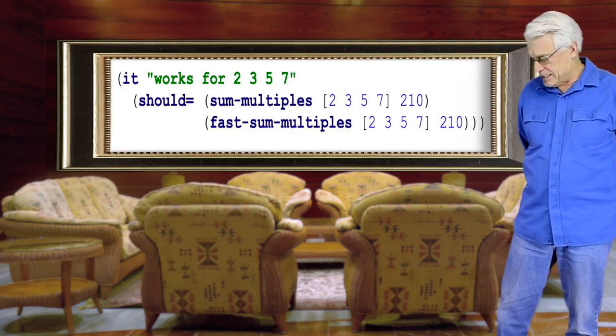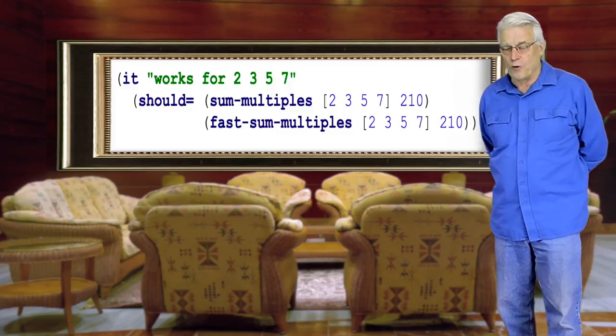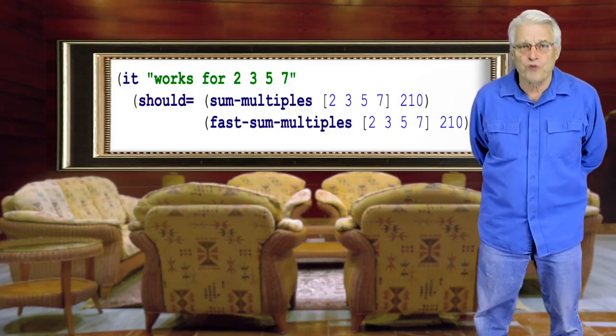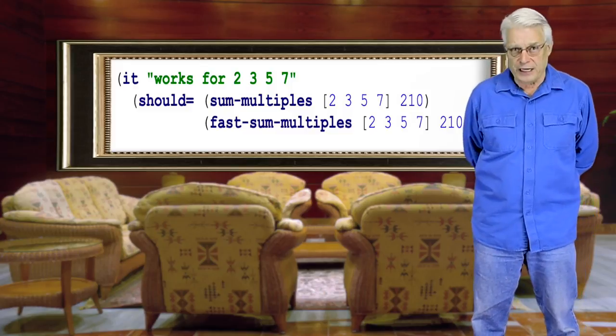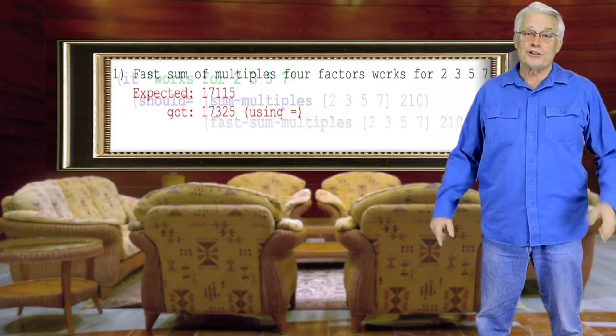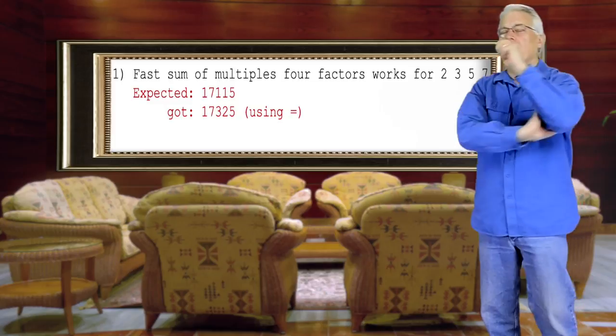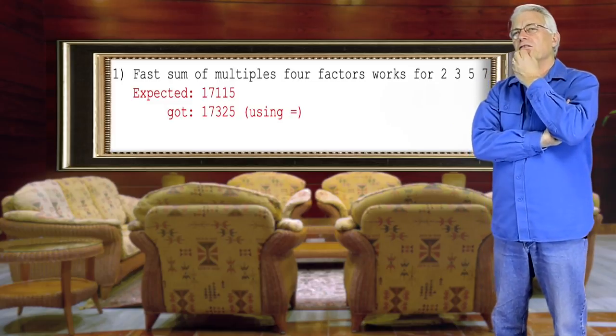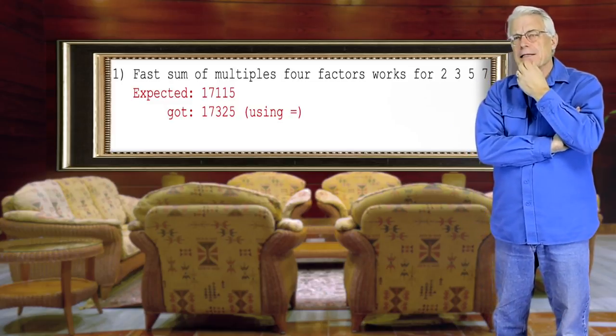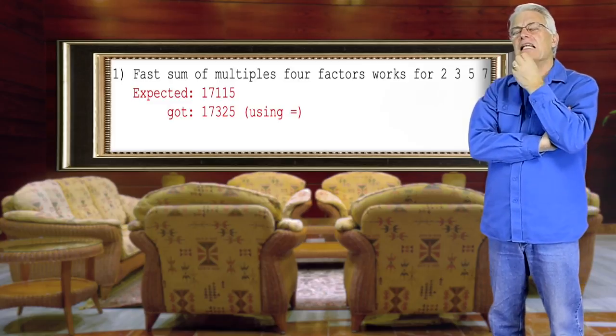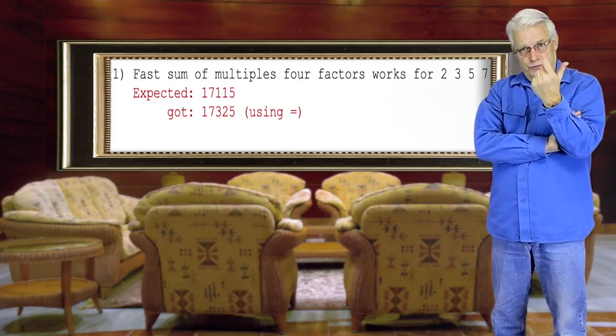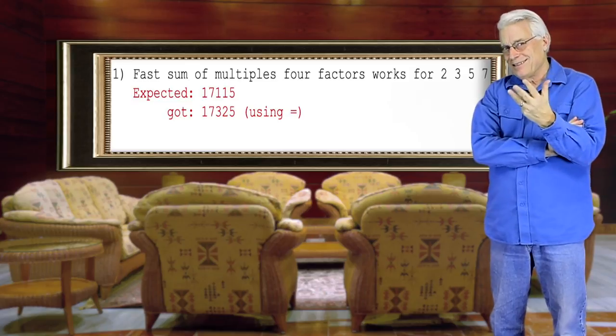Anyhow, let's try four factors. I've got a theory about how that's going to play out. Do you? Here's the four-factor test. It's nice and simple, like the ones before it. It just uses the first four prime numbers, 2, 3, 5, and 7. And of course, it fails. We expected it to fail. But oddly, it fails by 210. 210. That's 2 times 3 times 5 times 7, isn't it?